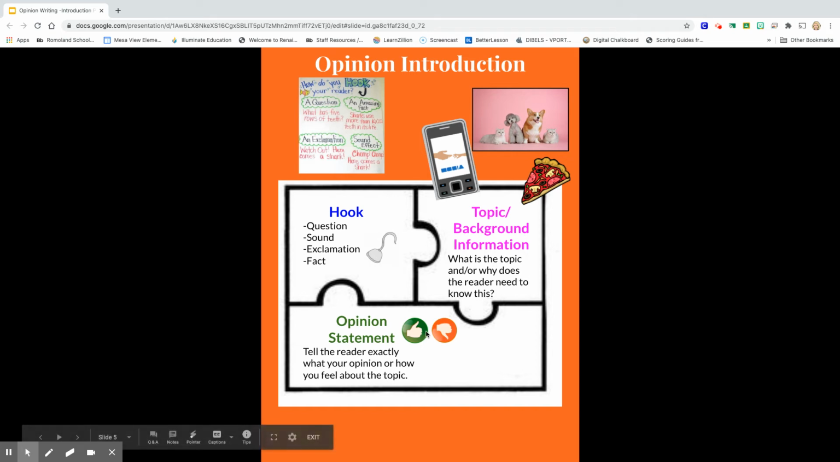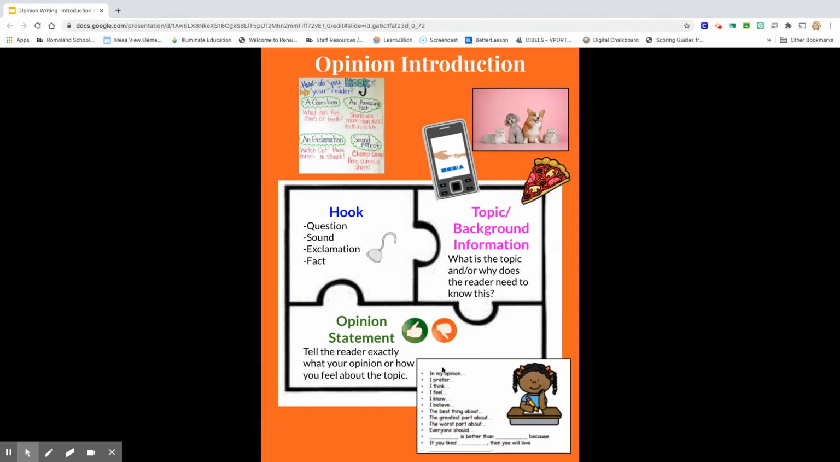And so I showed these little icons here of either thumbs up or thumbs down, because in your opinion statement, you're literally just telling me whether you agree or disagree or like something or don't like something. And we're going to make sure that we start our opinion statement with transition words like in my opinion, or I prefer, I think, I feel, I believe, because that really tells us exactly what you think about the topic.